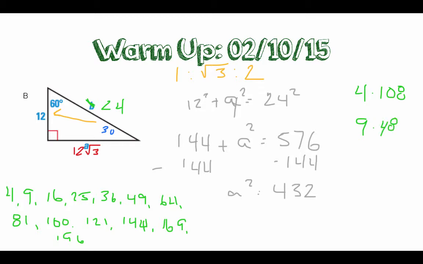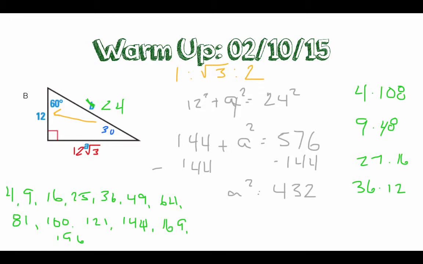Alright, let's go: 432 divided by 16 equals 27 times 16. Alright, let's go 432 divided by 25. I'm going to estimate that doesn't work, so we'll jump up to 36. 36 times 12. Alright, let's keep working here. Let's go 432 divided by 49.